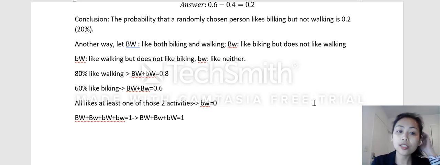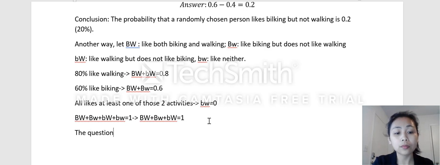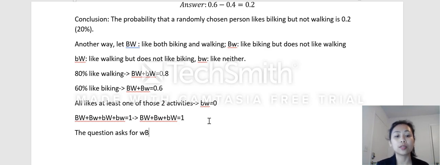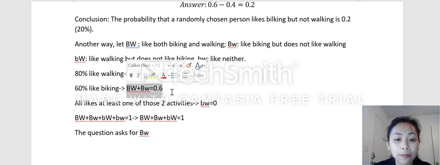They said, what is the probability a randomly chosen person likes biking but not walking? That means the question asks for likes biking but not walking. So capital B little w. You see that? Capital B little w, and it's from the second equation right here. Do you see that?